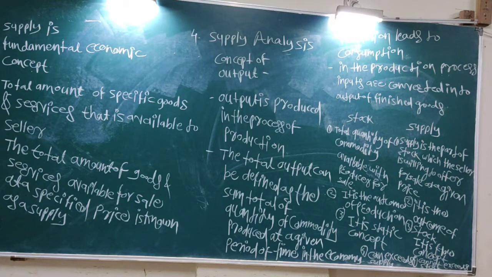Before starting this lecture, I will just revise what we studied in previous lectures so far. We studied what is meant by macroeconomics, various features, importance of micro and macroeconomics. Next, what is meant by utility, law of demand, law of supply, determinants of demand, types of demand, individual demand, individual demand schedule, market demand schedule. Then elasticity of demand, types of elasticity of demand, determinants of elasticity of demand. So up to this lecture we completed three topics of economics through video lectures.